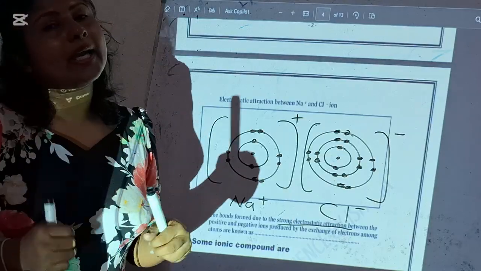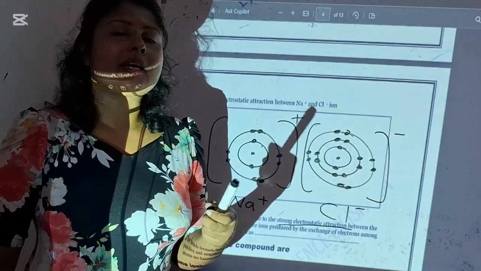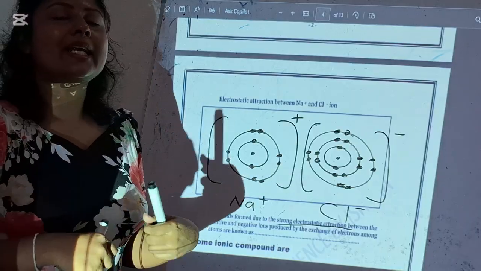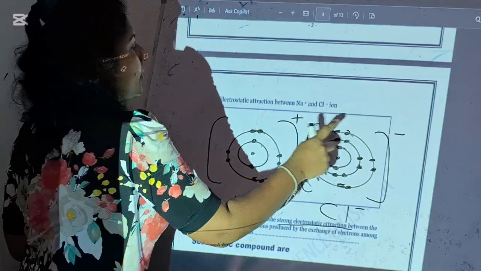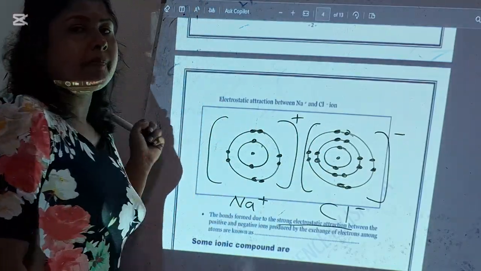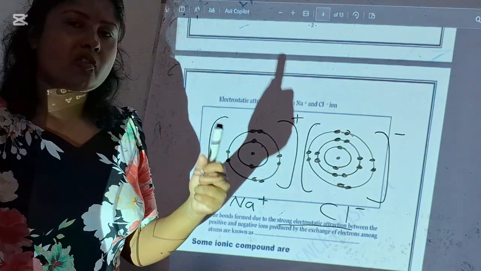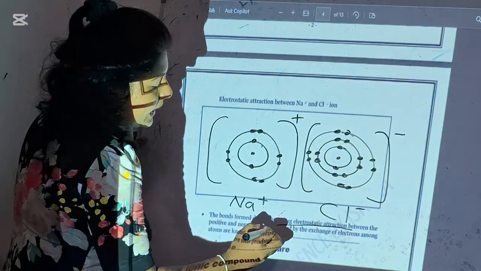Strong means ප්‍රබලයි. There is a strong electrostatic attraction between the positive and negative ions. Because of this strong electrostatic attraction, ionic bonds are made.